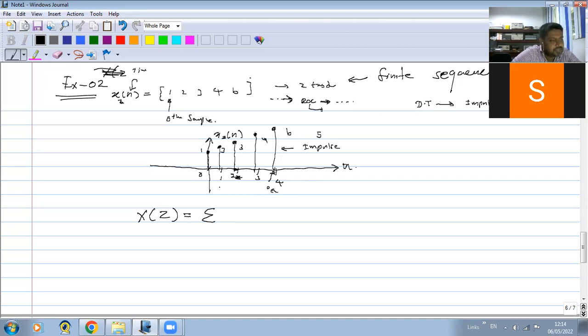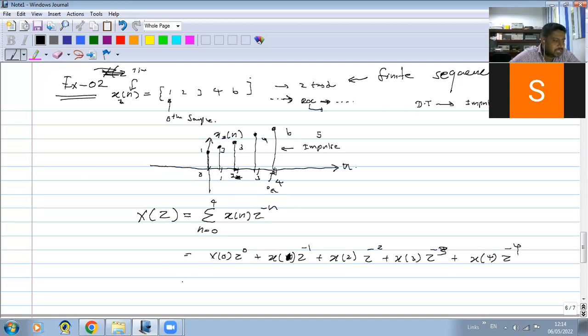So this is an impulse. We have impulses only from 0 to 4, so n is from 0 to 4. We have this x[n] z to the power minus n. If I expand this, I have x0 at z to the 0, plus x1 at z to the minus 1, because this is minus n, x2 at z to the minus 2, x3 at z to the minus 3, x4 at z to the minus 4. So this is my series.